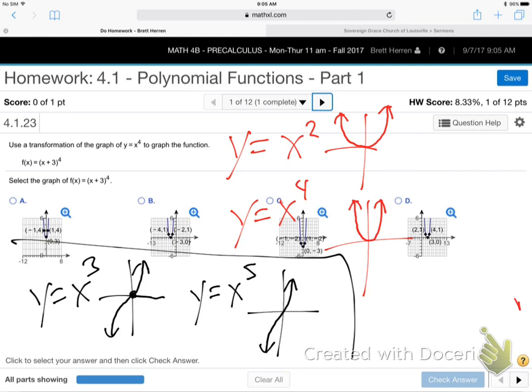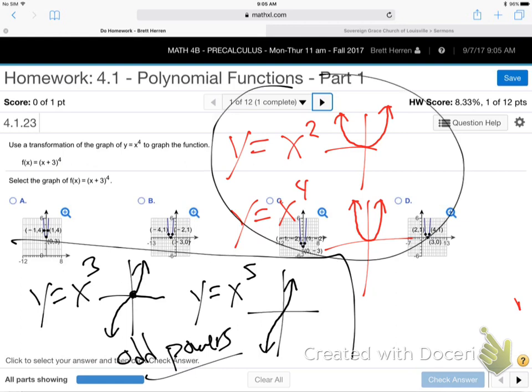So I just want to point out, we're just going to extend now here in Chapter 4 what we learned already in Chapter 2 about graphs, and that is that anytime you have odd powers, they're going to look like snakes. They're going to do the snake thing. And over here we have the even powers, and the even powers are always going to do the U-shaped thing.